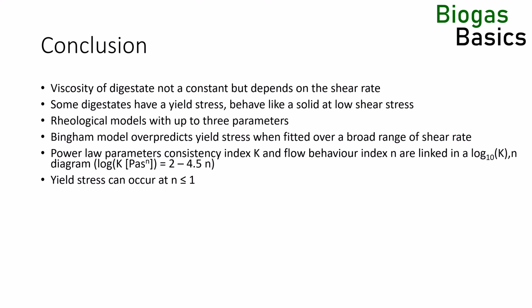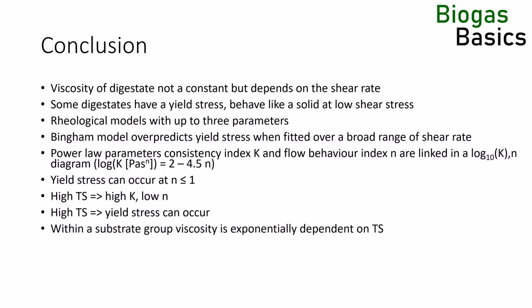The total solids concentration is an important parameter of the viscosity of digestate. When TS rises, the consistency index increases and the flow behavior index decreases. Higher TS digestates show also higher yield stress, but a high TS does not automatically lead to a high yield stress. Within a digestate group, the TS has an exponential impact on the viscosity. This is the reason why digestate TS is often used synonymously for viscosity. But when the type of digestate changes, the TS cannot be used for viscosity prediction. Digestates from food waste, sewage sludge, paper mill waste, and energy crops have different viscosities at similar TS.